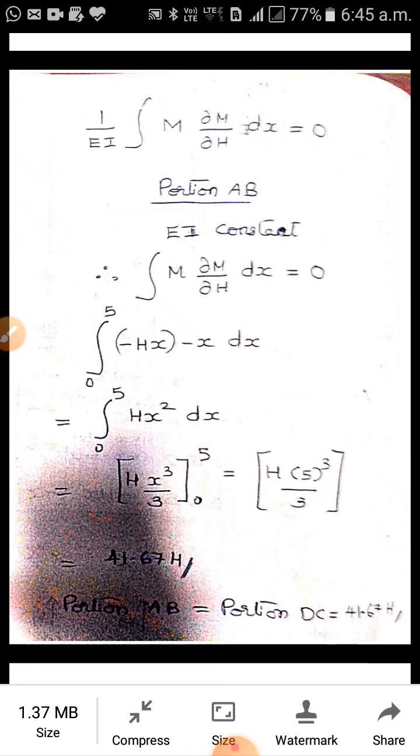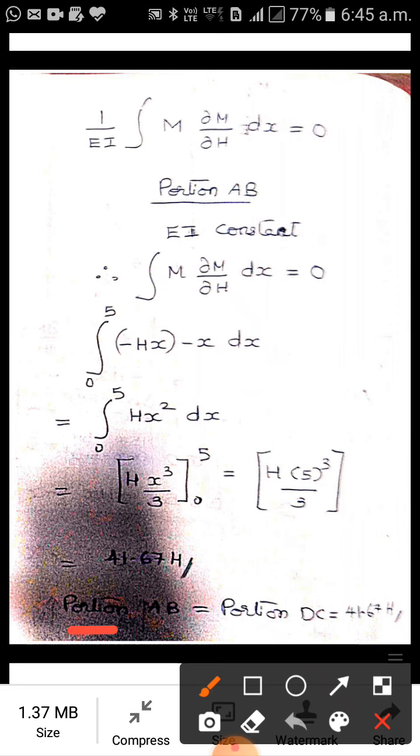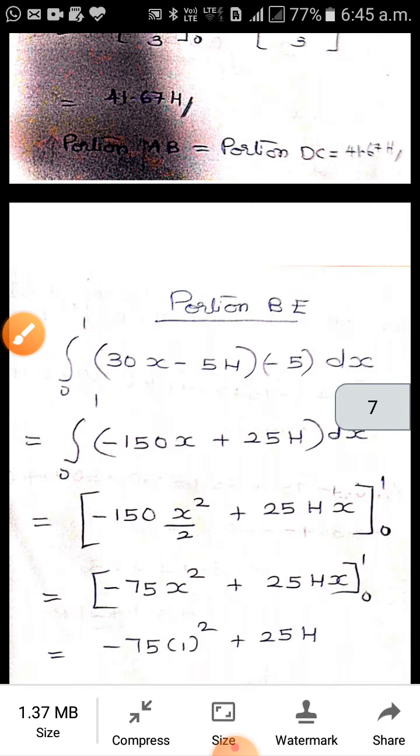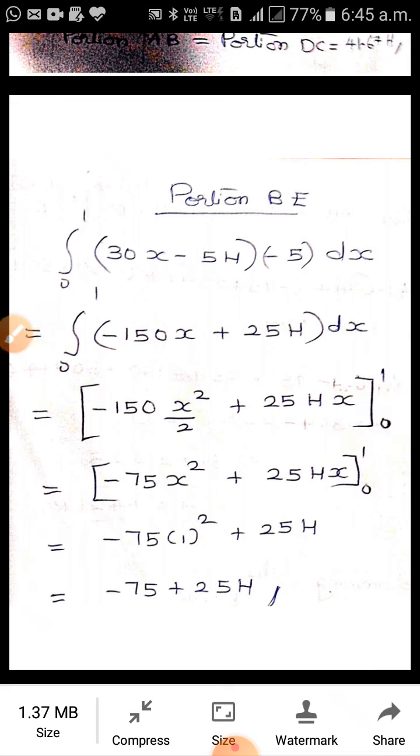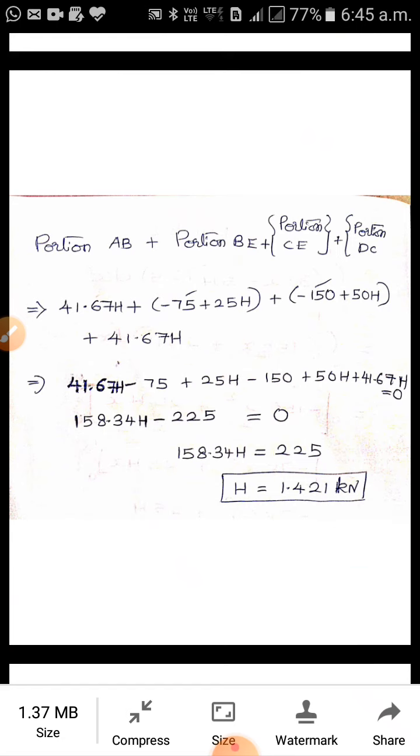You have to multiply M into dou M by dou H. For the first portion, minus Hx into minus x, that is H squared x, dx. Then take H x cubed by 3. So this is portion AB. Portion AB is equal to portion DC, which is 41.67. Similarly, we have portion BE. It's quite simple. Integral of x is x squared by 2, x squared is x cubed by 3. You apply the limits. I did all the portions separately, then added all the portions. So you get H equal to 1.421 kilonewton.